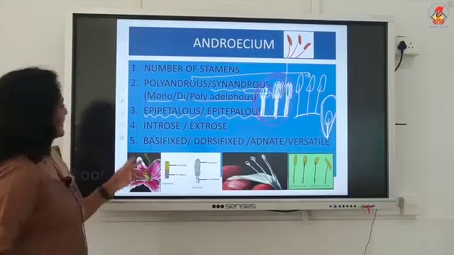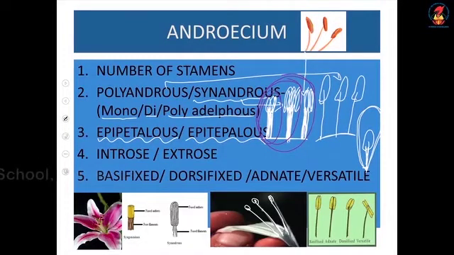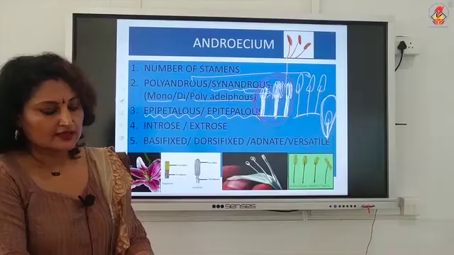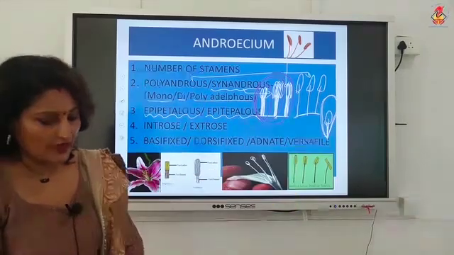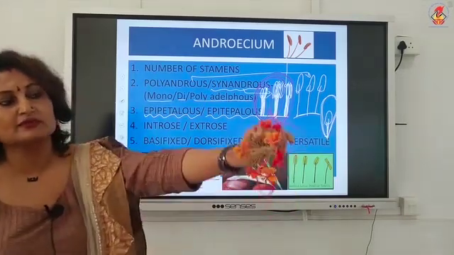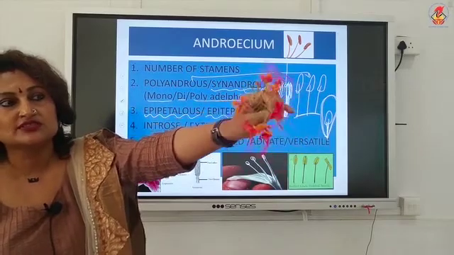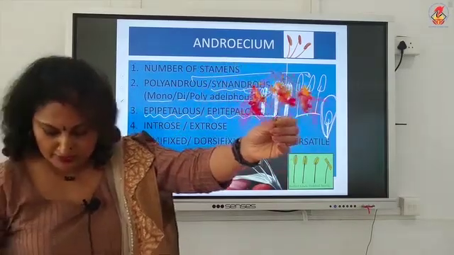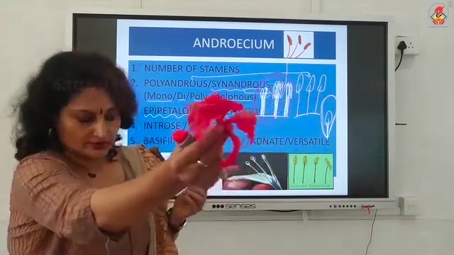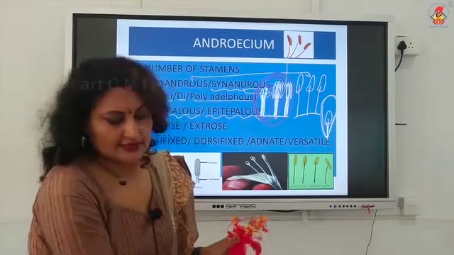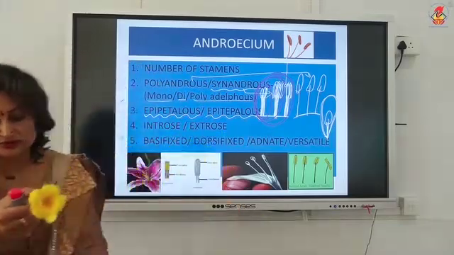Next, intrors, extrorse. The 4th point is introrse, extrorse. See, intrors when the stamens are enclosed. And I showed you the example of clitoria where the keel encloses the stamen. So the stamen is hidden or enclosed. Whereas look at this. Look at the stamen, well exposed. So this is an extrorse flower. Look at hibiscus. This is also an example of extrorse. But look at this. Is this extrorse or introrse? Just verify.